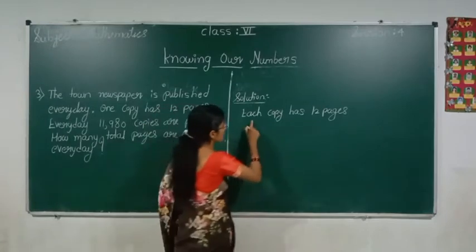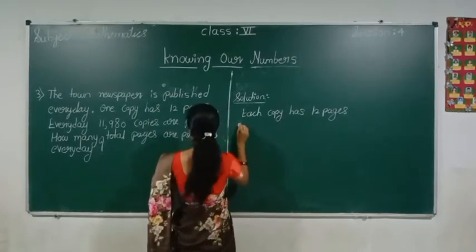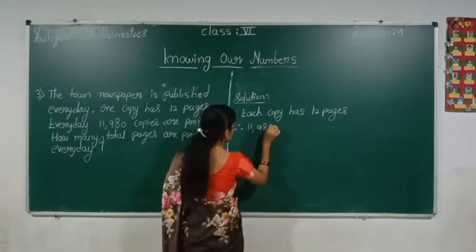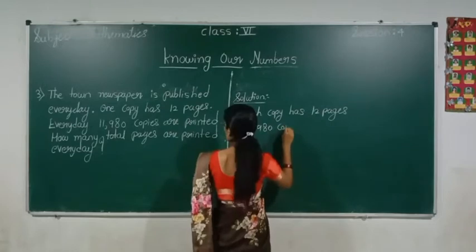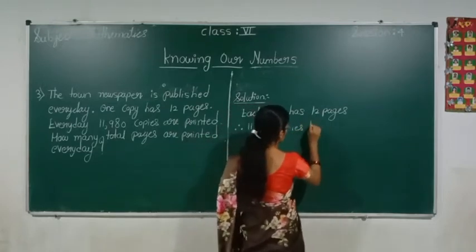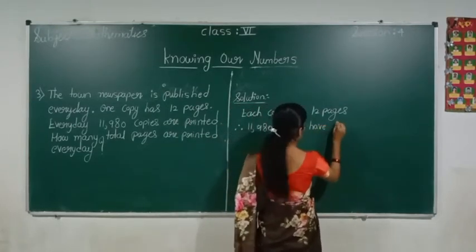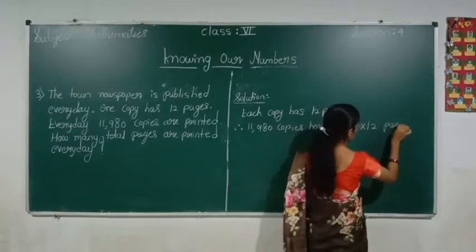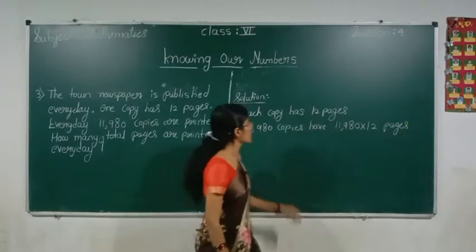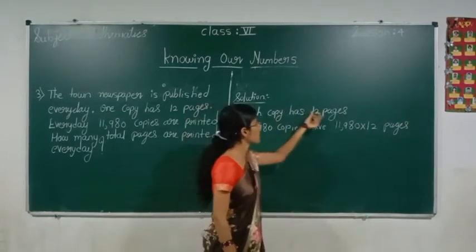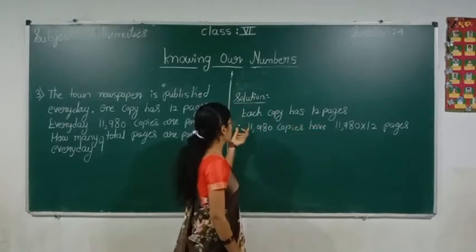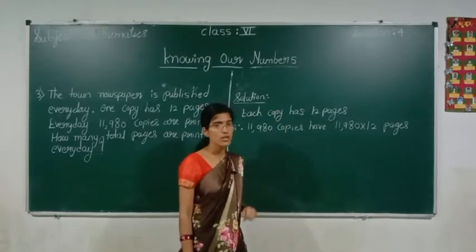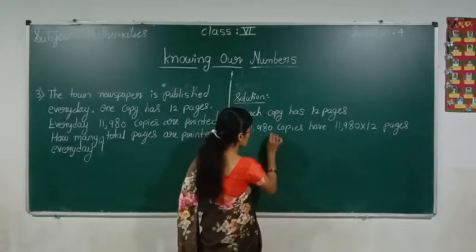See here, each copy has 12 pages. Therefore, 11,980 copies have 11,980 into 12 pages. Yes or no, students? Each copy has 12 pages. Therefore, 11,980 copies have how many pages? We have to do multiplication here.